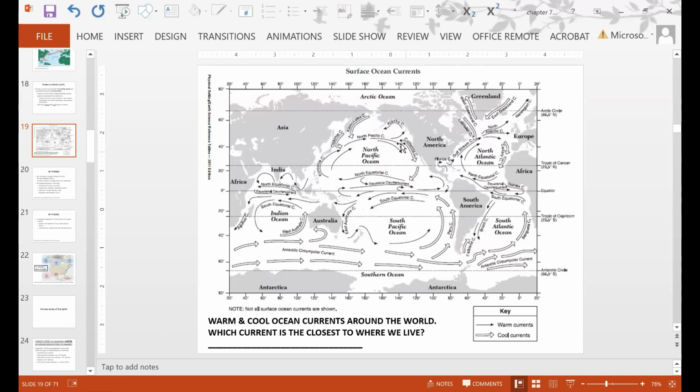On the west coast of California, you have the California current, which is cold water. So if you were to go from where we are and you go across the same latitude, their ocean water and climate is a little bit colder than we are here because of the Gulf Stream keeping us a little bit warmer. So here you could fill in which current is the closest to where we live. You could fill that in right there. Just look on the map where you live and look at what the closest current is.